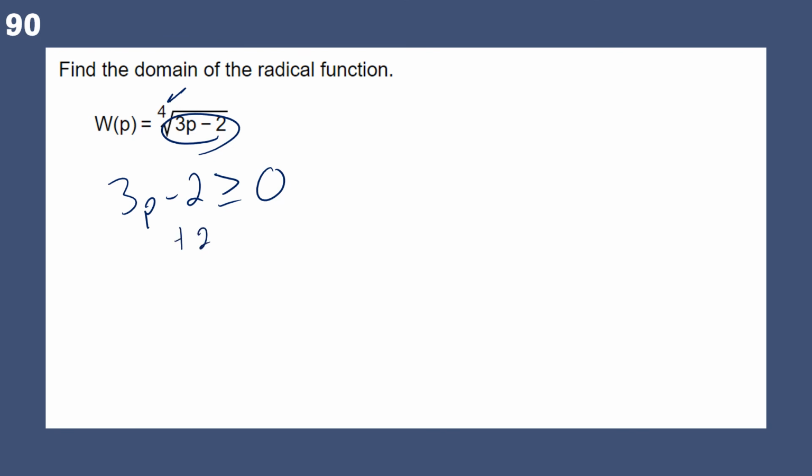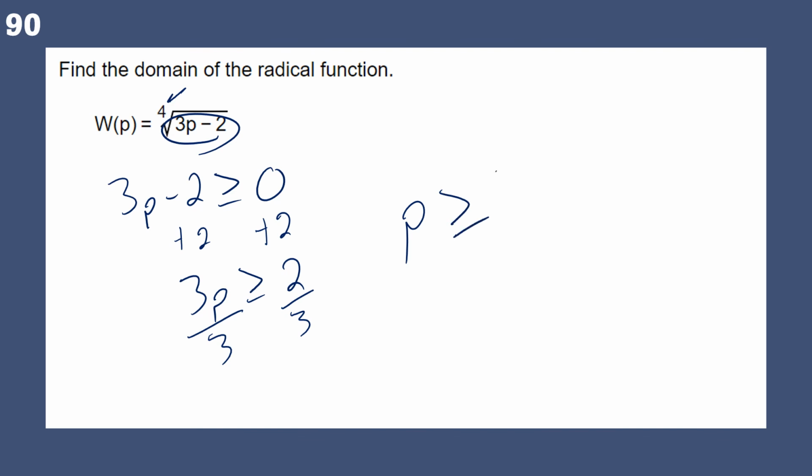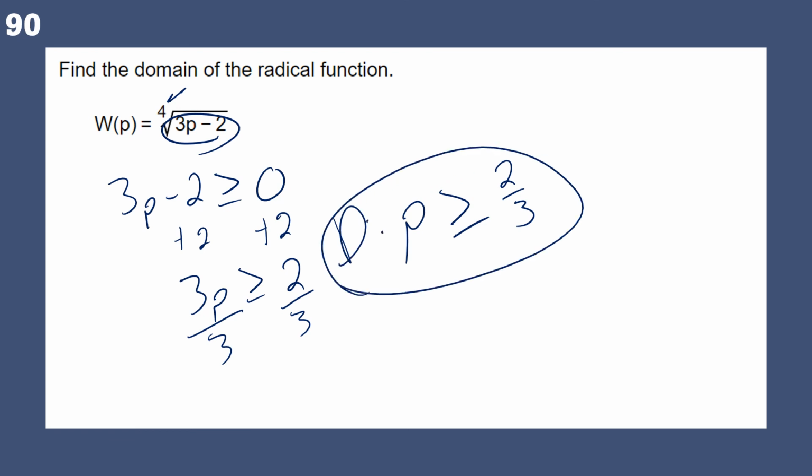We're going to add 2 to both sides and then divide by 3. And we get p is greater than or equal to 2/3. And so that is my domain. My domain is that problem right there. If I need it in interval notation, I'd say from 2/3, inclusive, all the way to positive infinity.